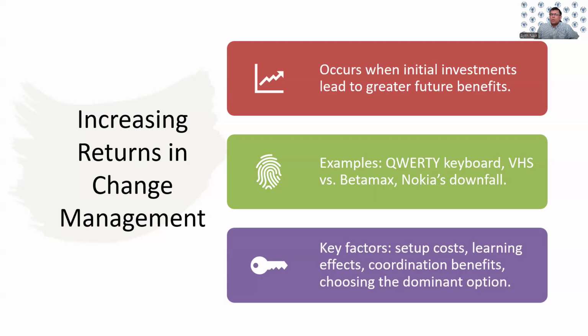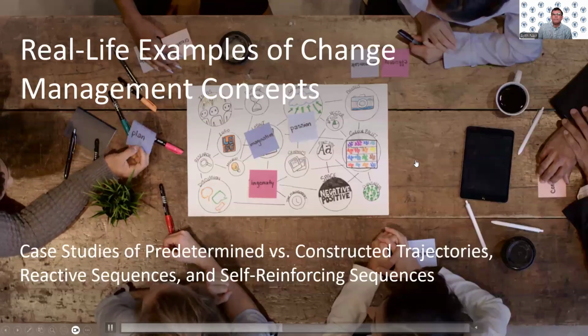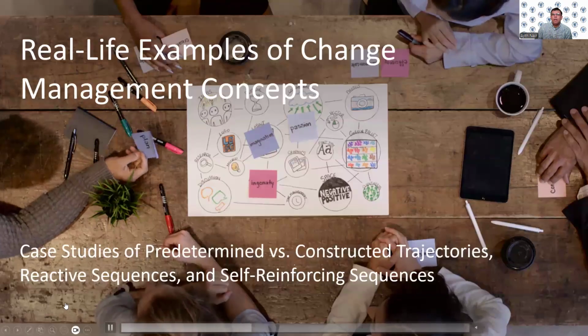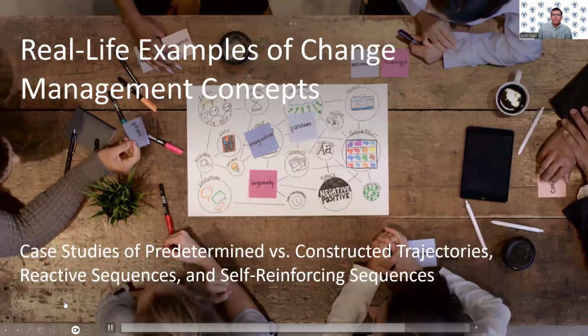When we look at other examples like the QWERTY keyboard, VHS and Betamax, and Nokia, once the market leader for the cell phone or mobile market, it failed to adapt to the smartphone revolution, leading to its decline. There are several factors that would lead to one or the other alternate destiny: setup cost, learning effects, coordination benefits, and choosing the dominant option. So increasing returns can drive success or a lock-in failure. Companies must recognize when to commit versus when to pivot, and how to balance innovation versus the risk of path dependencies.